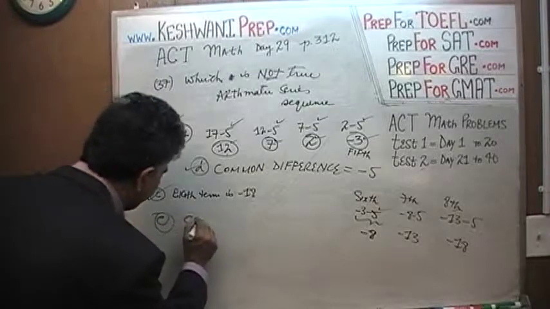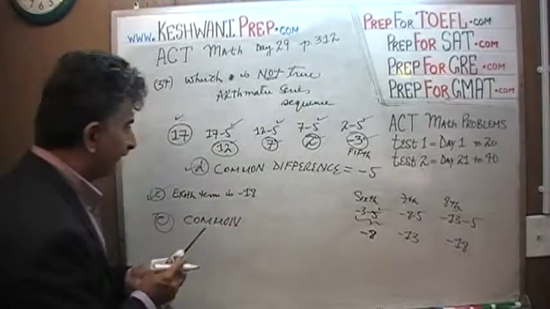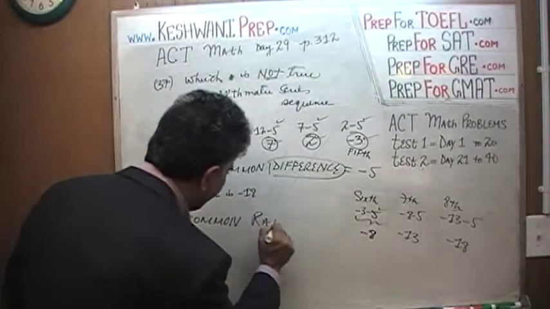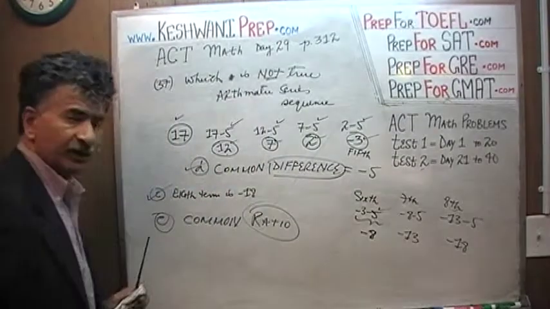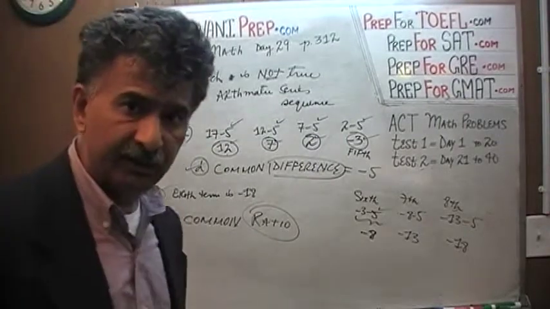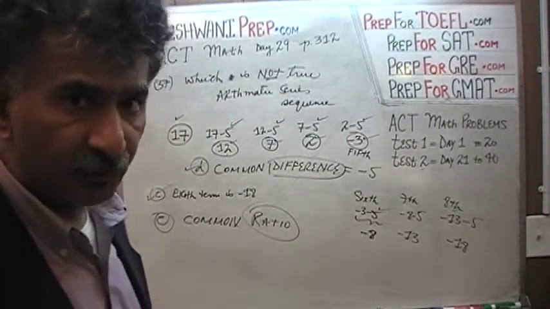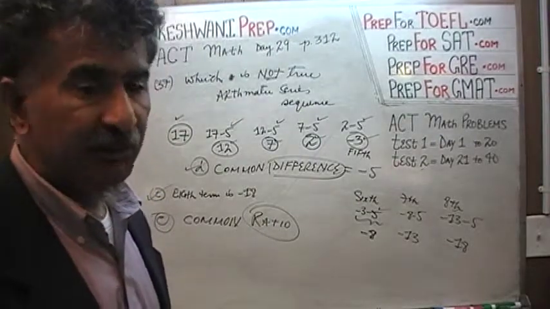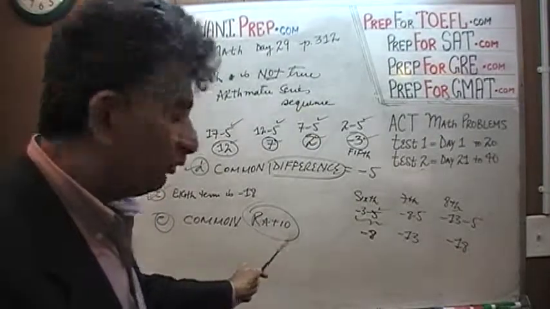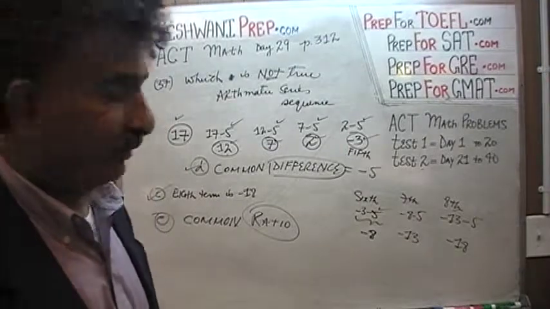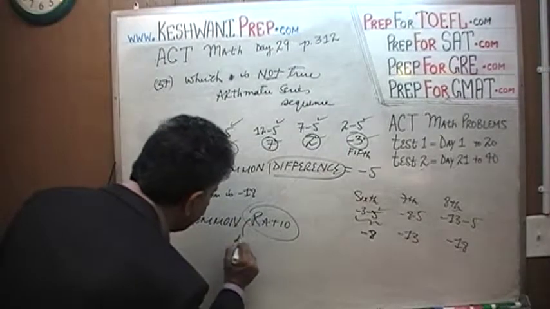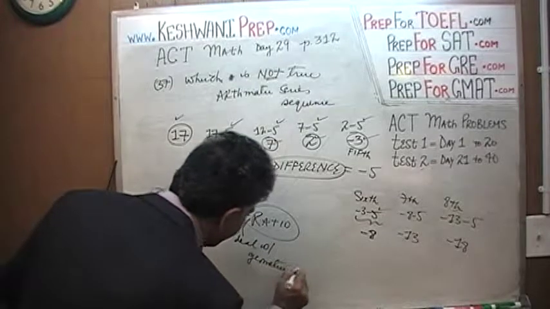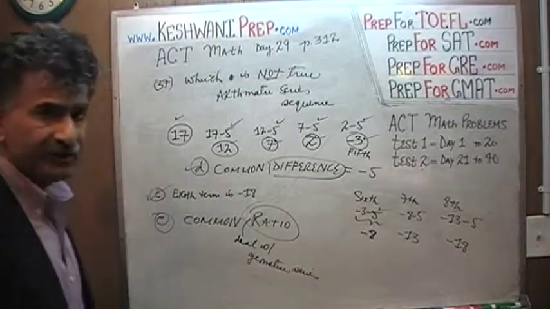it doesn't say common difference. It says common ratio. There is no such thing. Listen very carefully. There is no such thing as a common ratio when one is dealing with an arithmetic sequence. Common ratios only pertain to geometric series. We are not dealing with geometric series.